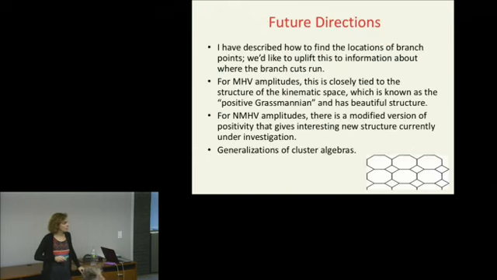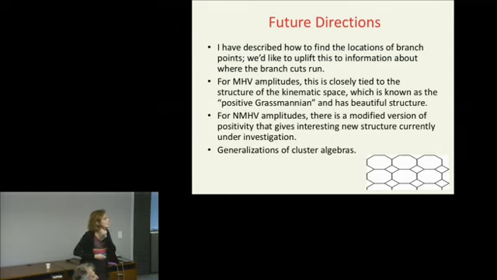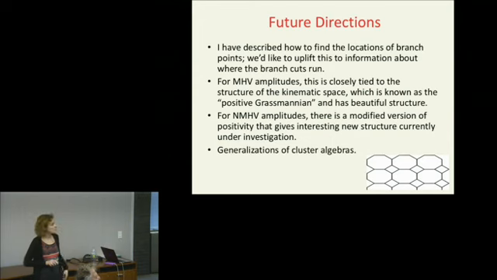Okay, so some of the future directions. The direction this whole thing went is to generalize it for NMHV, and not only think about locations of branch points, but the whole generalization of this positive Grassmannian. For NMHV, it's not quite clear what the cluster algebra story is. So there is some interesting work in progress on that.